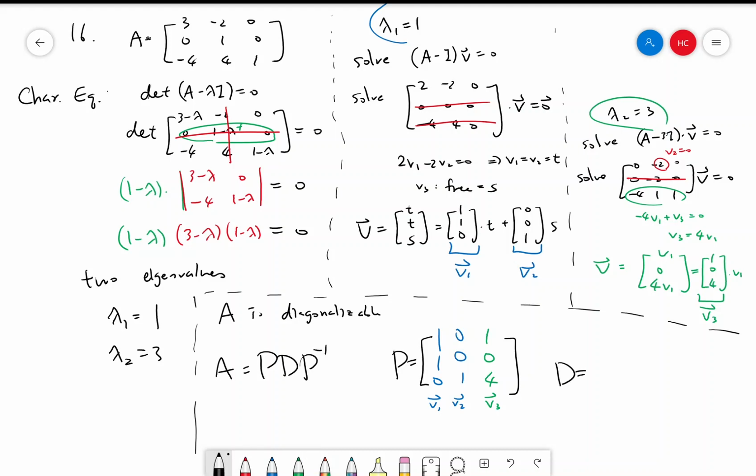And D is the diagonal matrix with diagonals being their corresponding eigenvalues. So the first two eigenvectors correspond to eigenvalue 1. So the first two diagonal entries are 1, and the third diagonal entry is 3. Oh, it should be green.